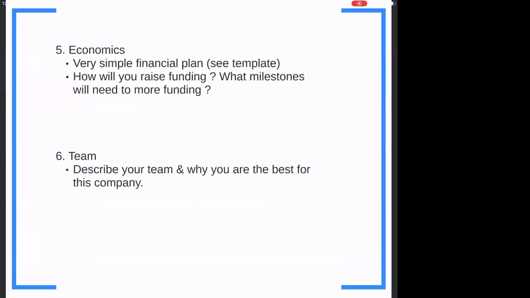Number 5, economics, very simple financial plan. I will show you a link to a Medium article that I posted today, which will help you formulate that, and some thinking through about how you would raise funding, what milestones you would need to raise more funding in the future. This is really, of course, a thought exercise as a team. Finally, describe your team and why you are the best people for this innovation, this commercialization.